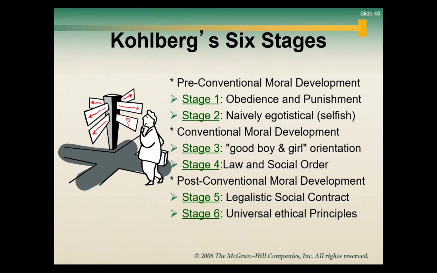There are two different subcategories of the pre-conventional: obedience and punishment, and selfish. The third stage, under the conventional level, is the good girl and good boy orientation, then law and the social order or standard. And post-conventional is legalistic social contract and universal ethic of principles. So there are three different levels: pre-conventional, conventional, and post-conventional, and six stages.